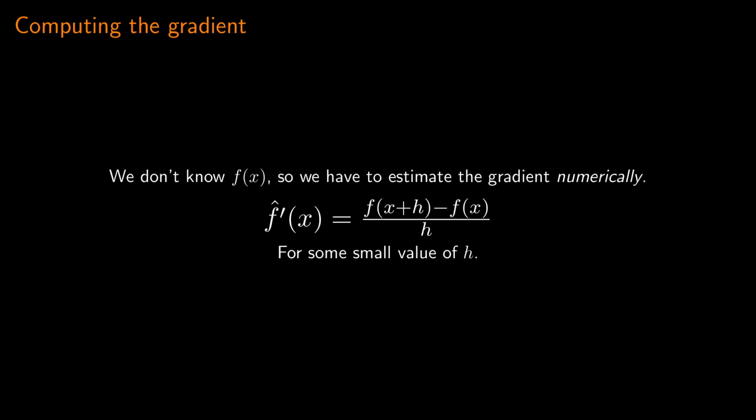And we simply do that using this equation here. So we have f hat prime, so that's the approximation of f prime of x, is simply equal to f of x plus h minus f of x all over h for some small value of h. And this is, of course, the classic way of calculating a numerical gradient. And we just pick some small value of h, and then we can use this equation to calculate what the gradient would be, the approximate gradient, at any particular location of x.